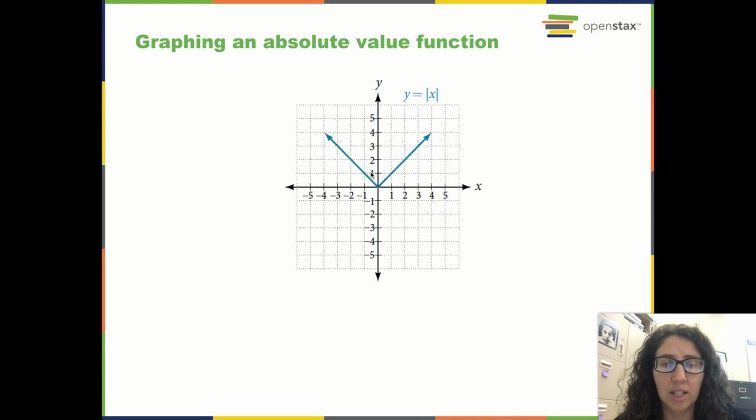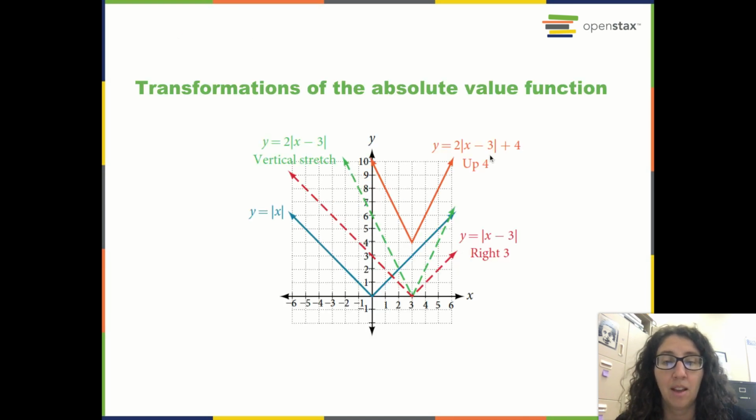So let's just notice the distance when y is 1, the distance between these two points on the function is 2. And when y is 2, the distance between the two different parts of the function is 4. And when y is 3, the distance is 6. Okay, we're going to use that in a minute. So this is our standard absolute value function. All right, let's think about transforming it.